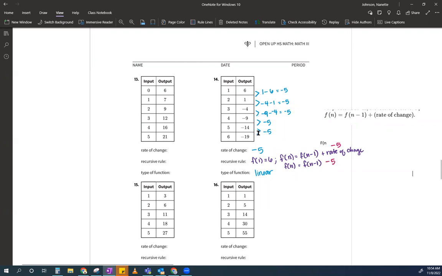Okay, so review really quick. You're still looking for your differences. In this case, my rate of change is -5, -5, -5, -5, -5. Because they were all the same on the first set of differences, that makes it linear, which makes writing my recursive rule relatively straightforward. You write the first term, f of 1 equals 6. And then you write this structure, and then you just plug in your rate of change. In this case, it's just f minus 5. Got it?